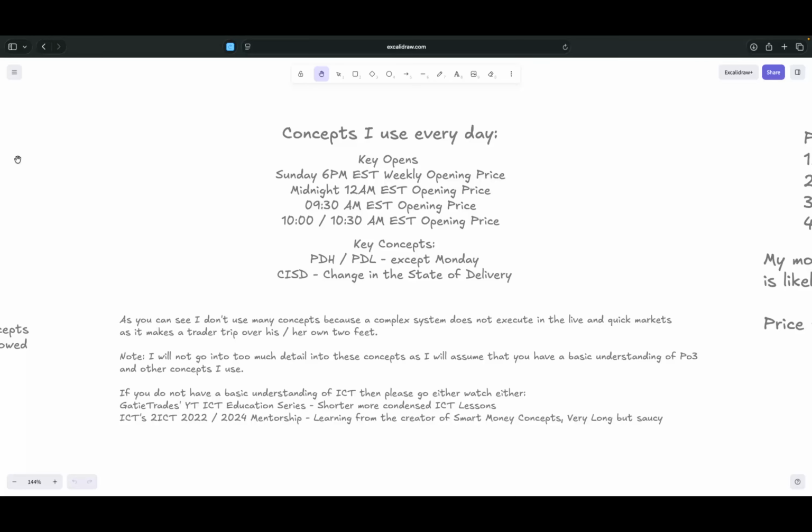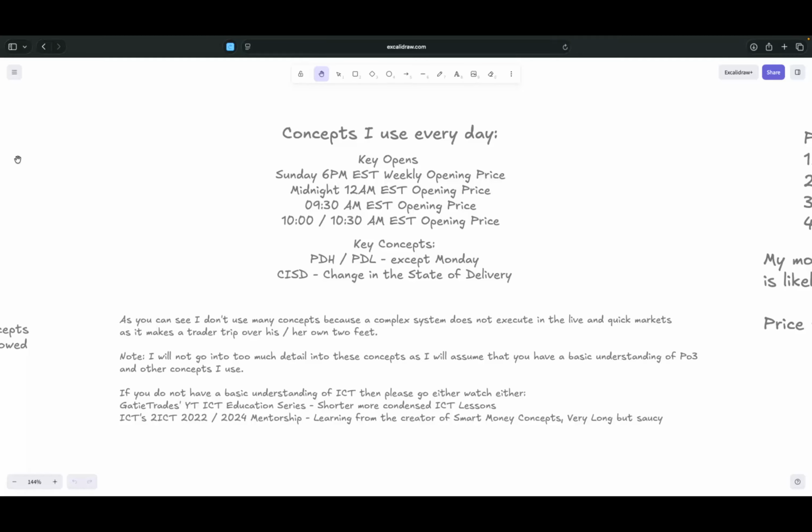And then ICT's 2022 and 2024 mentorship. Those ones are a little bit longer. The 2022 is not as bad. 24 is bad, because ICT live streamed, I think, most of it, so he goes off on a lot, but there are ICT channels that condense it into a no rant series. Those ones could work as well. But personally, those are the two that I really like watching.